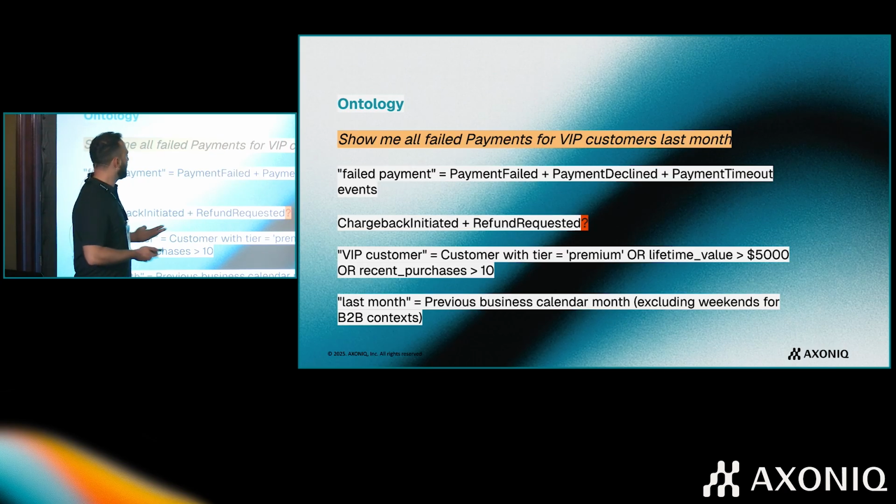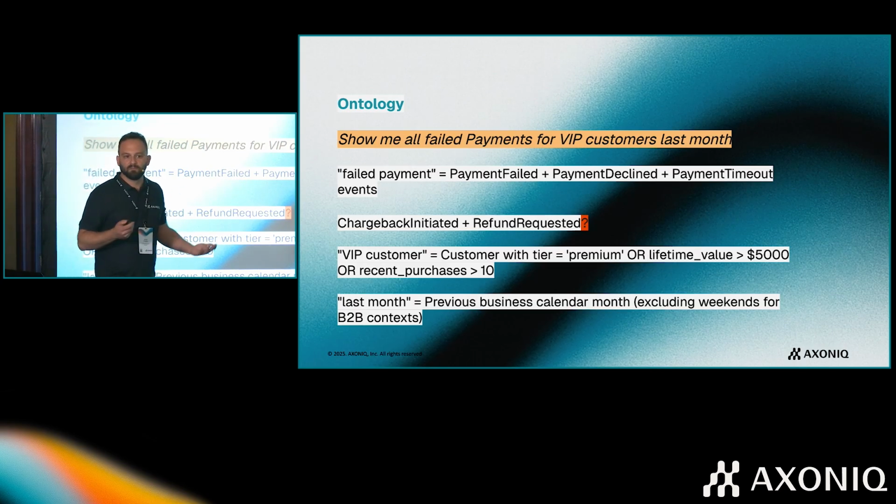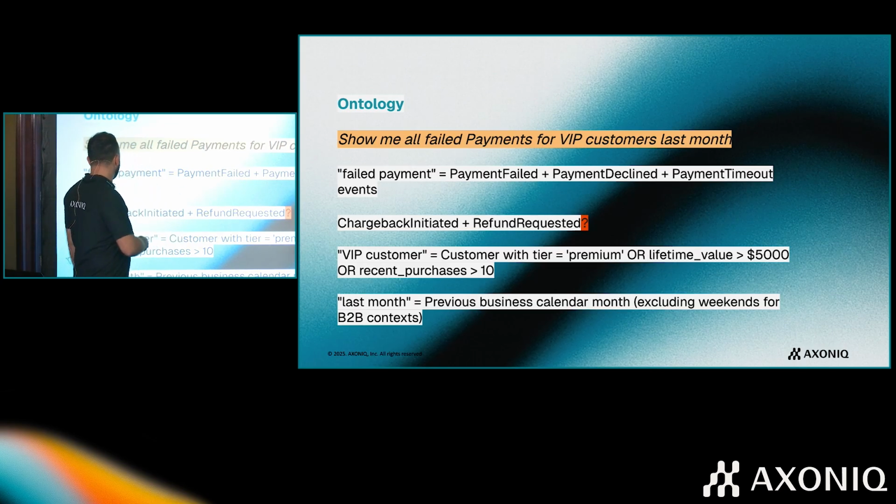Also, what is a VIP customer? Maybe it's something that clearly has the status premium or VIP, or maybe it's every customer that is longer than 10 years in your database, that is active, or that purchased more than 1 million in goods. So you need to tell that to the agent.